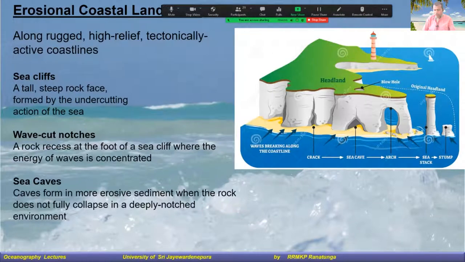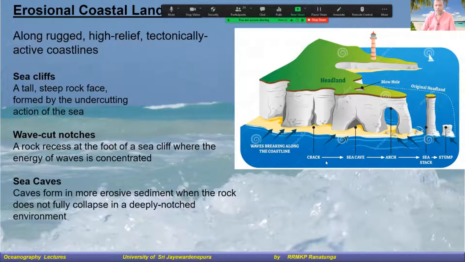If by any chance you go to Trincomalee, you had better go to Koneswaram, and from there you can see this beautiful cliff overlooking Trincomalee Bay. It is one of the beautiful sceneries to look at.